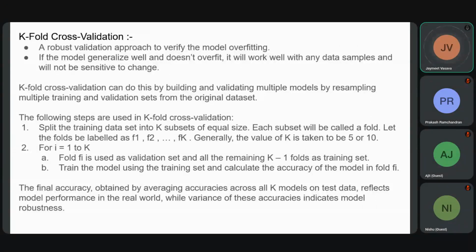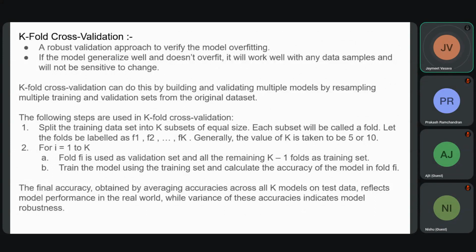K-fold cross-validation can do this by building and validating multiple models by resampling multiple training and validation sets from the original data set. As it's a validation approach to verify the model's overfitting, it will be using various training data and validation data sets from the original data set as well. So these are the steps used in k-fold cross-validation.